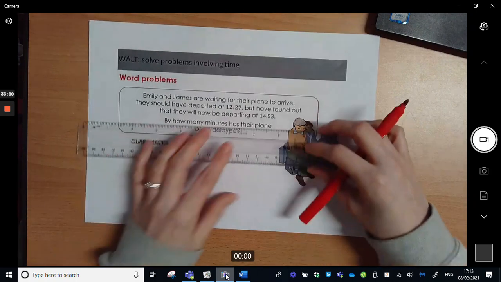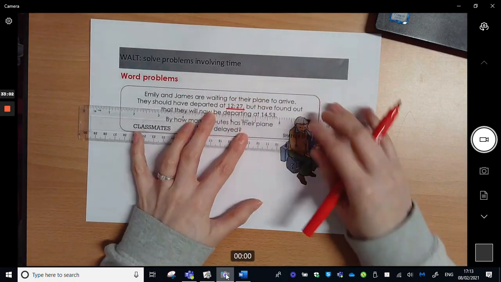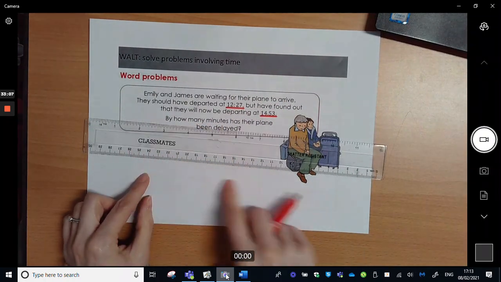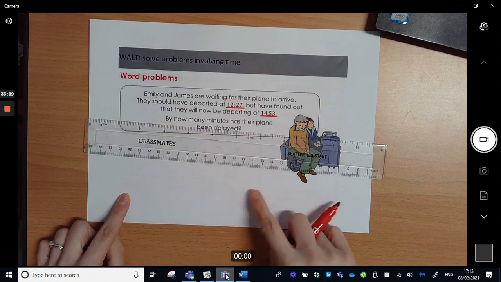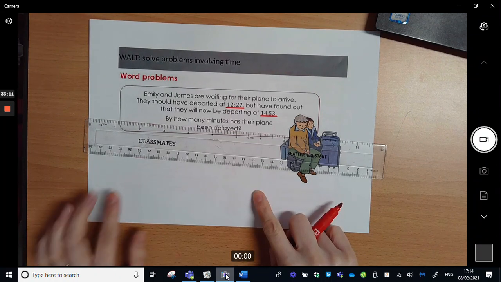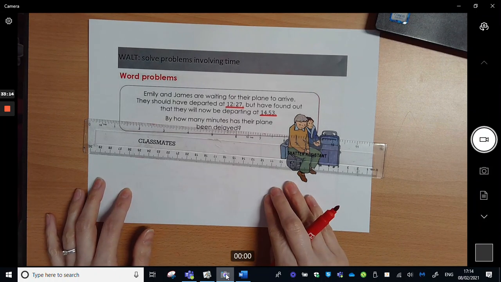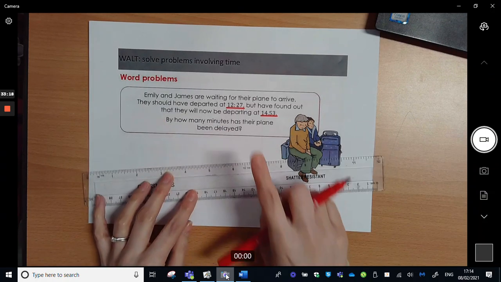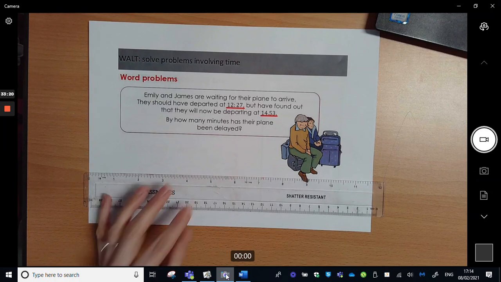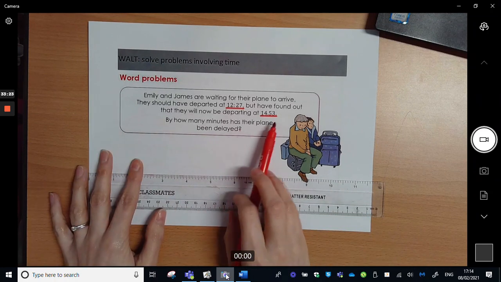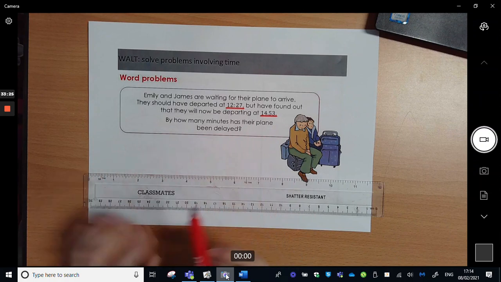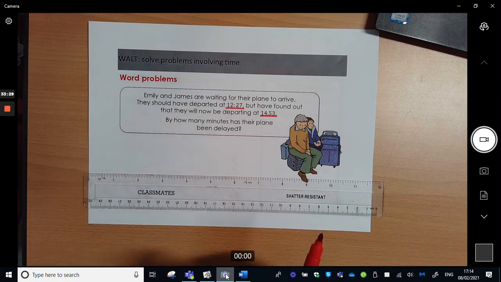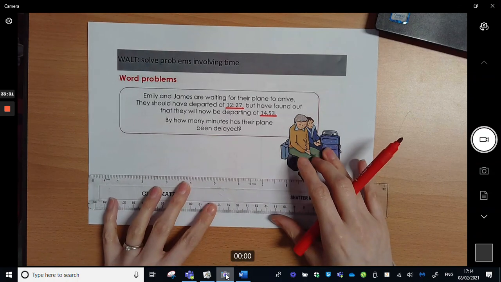So it should have gone at 12:27. It's now going at 14:53. How many minutes has it been delayed? So I know the start and end time this time of when the flight should have gone and when it is going to go, but I don't know how many minutes there are. So I need to find the difference. Now, if we were doing a normal word problem, I might do 14:53 take away 12:37 to find the difference. But remember, we cannot do that when we're looking at time. So I need to find the difference on my number line.